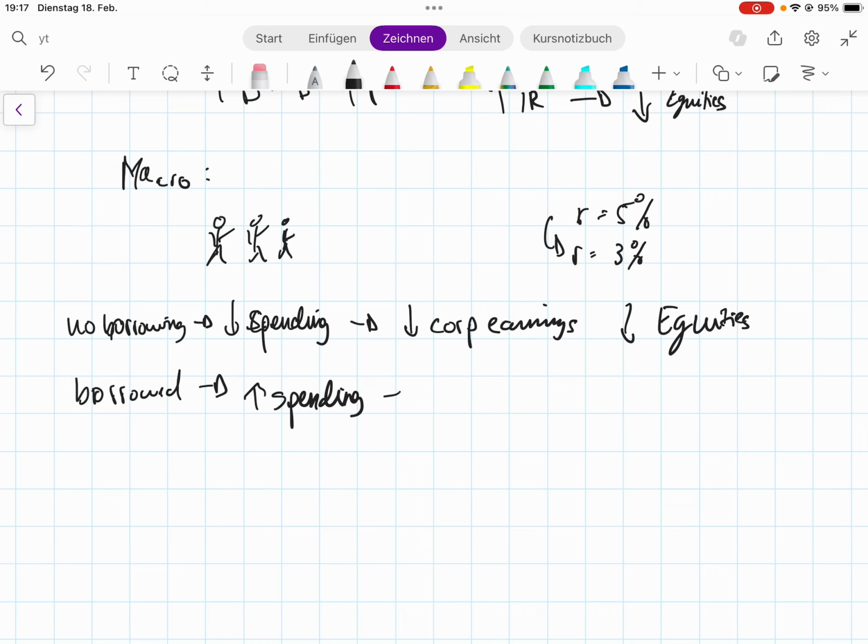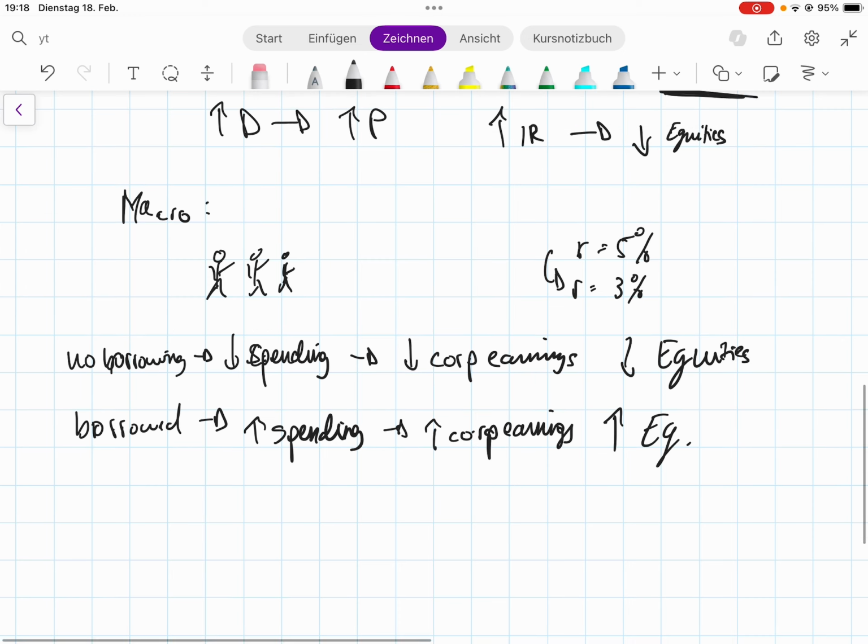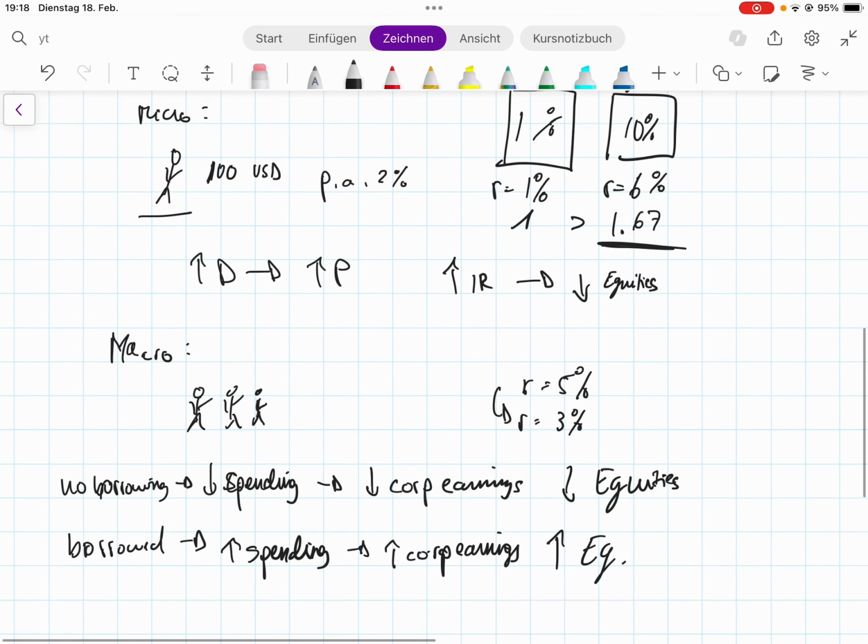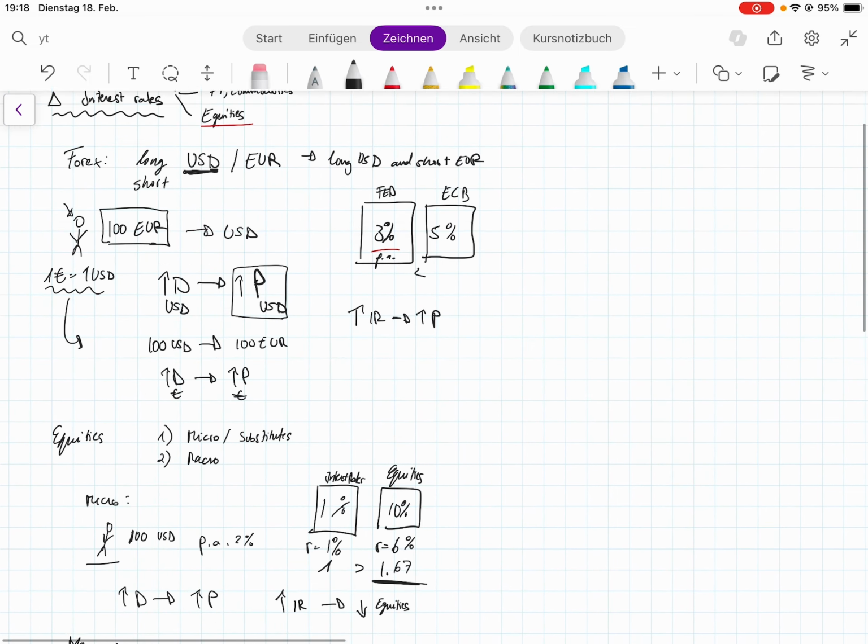So they're spending. This means corporate earnings go up as they have the cash, right? People are spending for their products. Their profits go up, their earnings go up. And this means the stock price goes up. So equities go up as well. And that's exactly what happens. Again, it's very oversimplified, but I think it gives a nice overview.